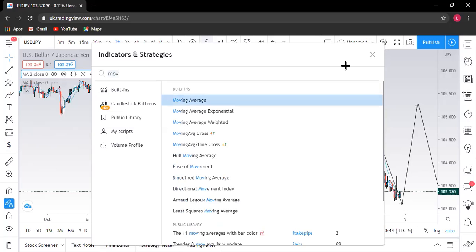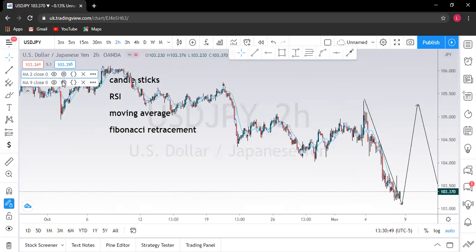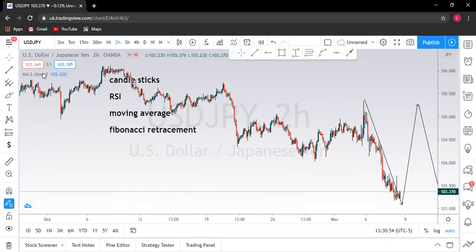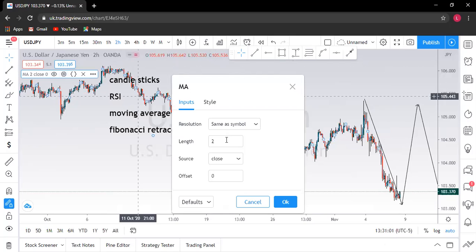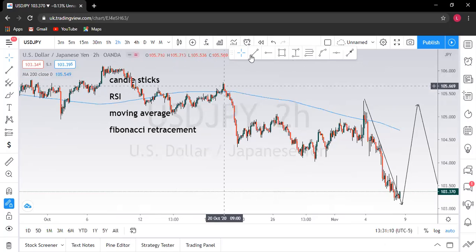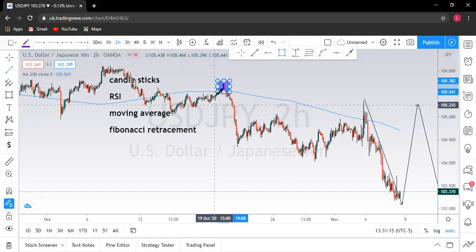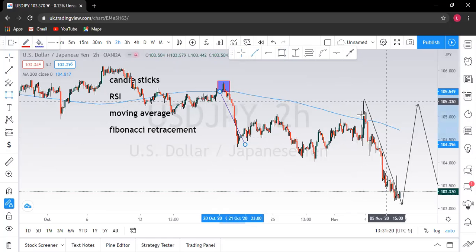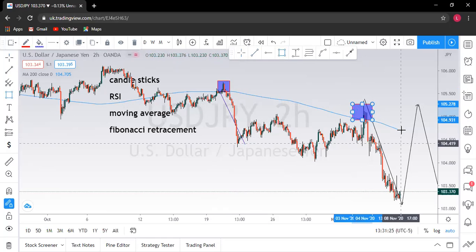You understand? That is the work of the 200. Can you see? It acted as resistance here. Can you see the market started falling? See what happened here too? It acted as resistance. So that means it is acting as resistance. And we also remember we have a trend line too.